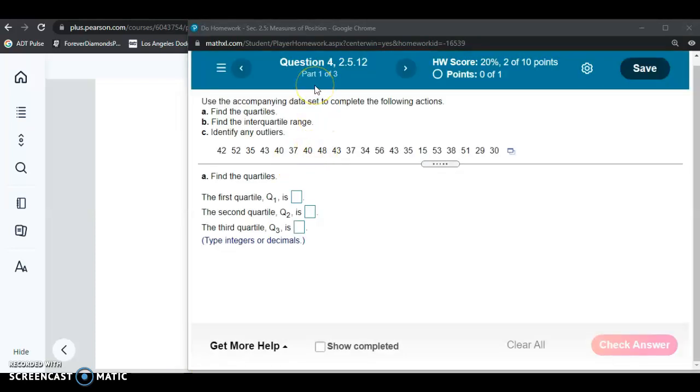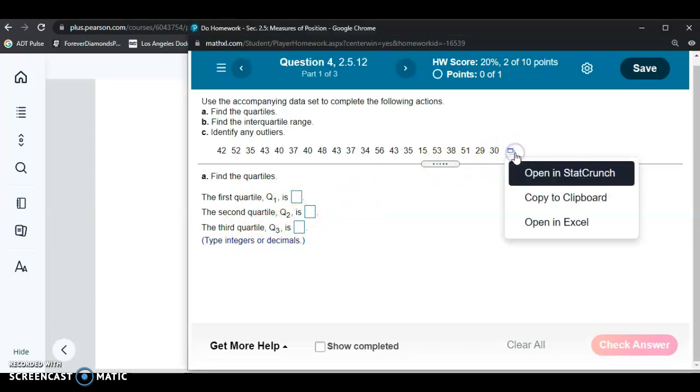Okay, so in the next question, we're going to use this data set to complete the following actions. In part A, we're going to find the quartiles of this data set. In part B, we're going to find the interquartile range. And then part C, we're going to identify any outliers in our data set. Okay, so we're gonna do this in Stackwork. We're gonna use Stackwork to help us get the three quartiles, Q1, Q2, Q3.